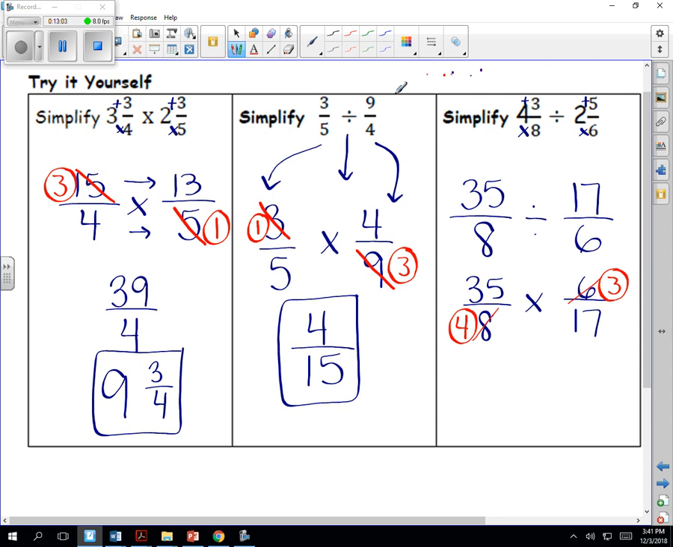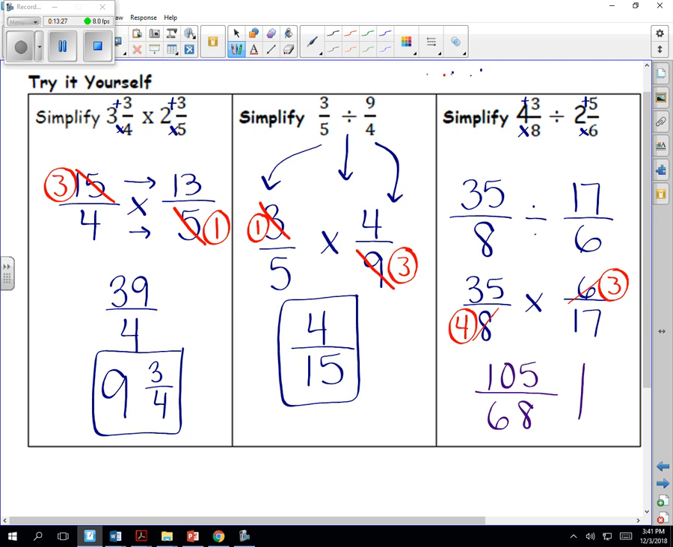35 times 3 is 105. And 4 times 17 is 68. And you can do that multiplication off to the side if you need to. I have an improper fraction, so I need to change the improper fraction to a mixed number. 68 goes into 105 1 time.